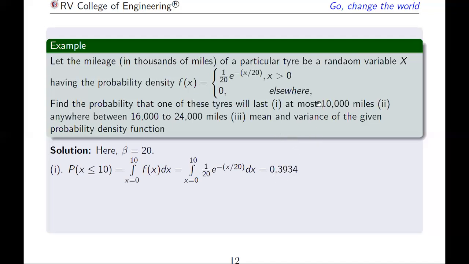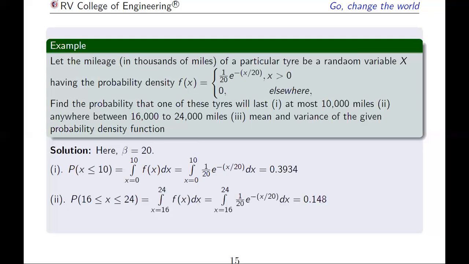Next, in order to consider the second subdivision, we see that x lies between 16 and 24. Therefore, that must be the limit of integration. By substituting f of x, we get the desired result as 0.148. And the mean and variance are beta and beta square, which is 20 and 400.